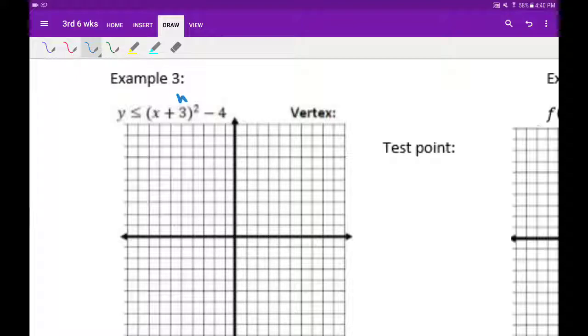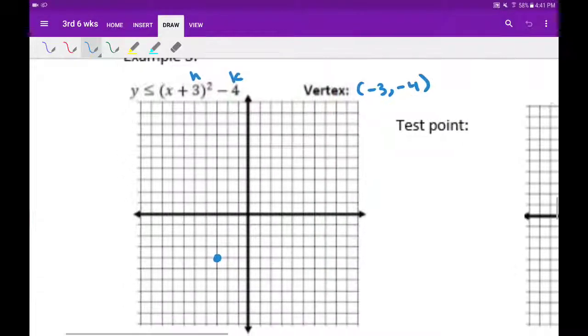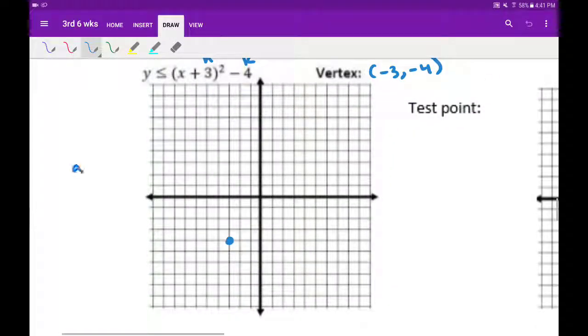So here we have H, and then this one is K. If you remember, your vertex is actually -3, -4. So change that in there. I'm going to plot that: 1, 2, 3, right about there. Okay.